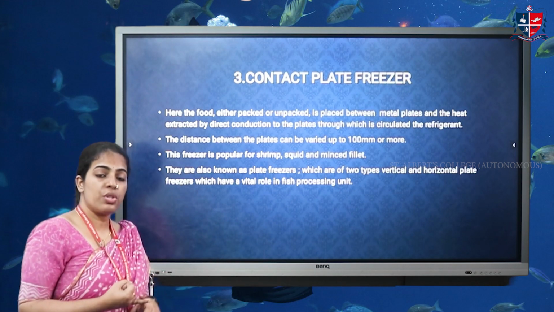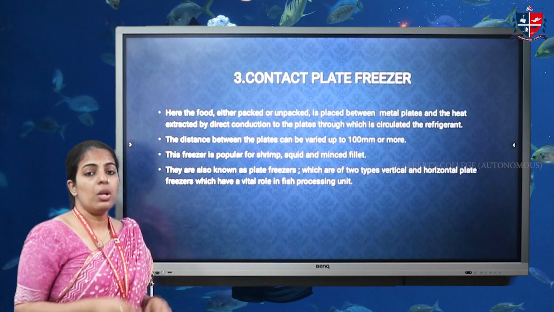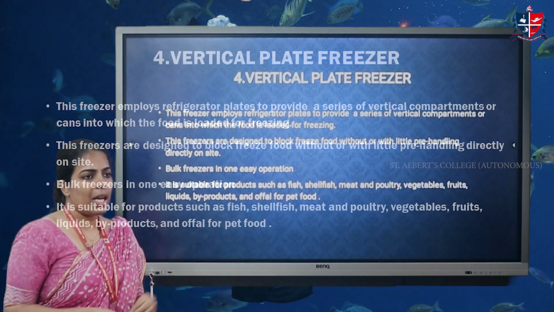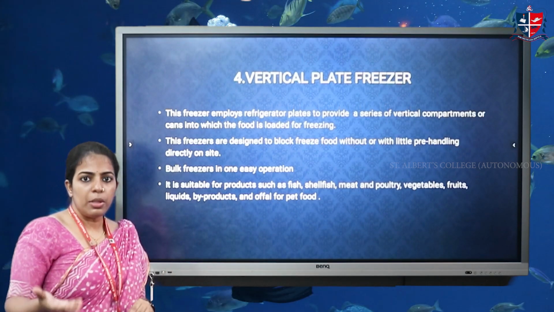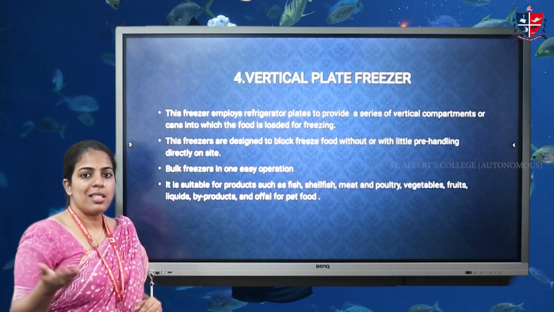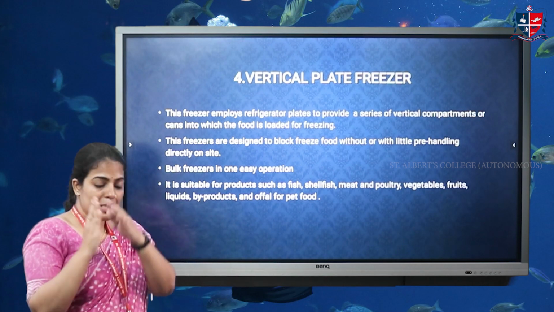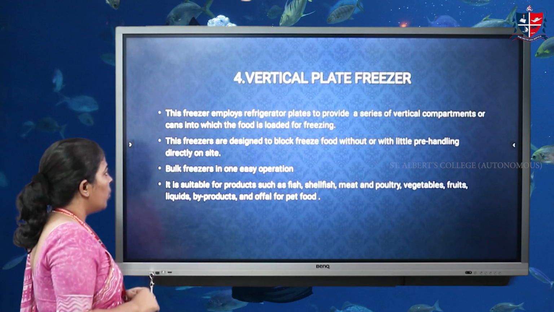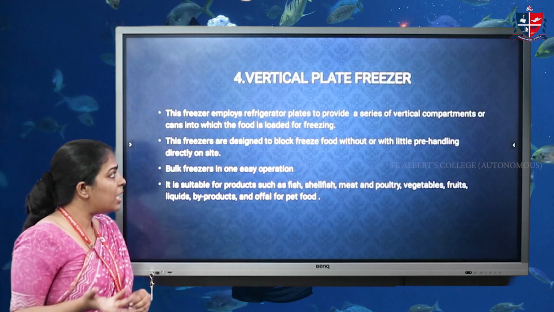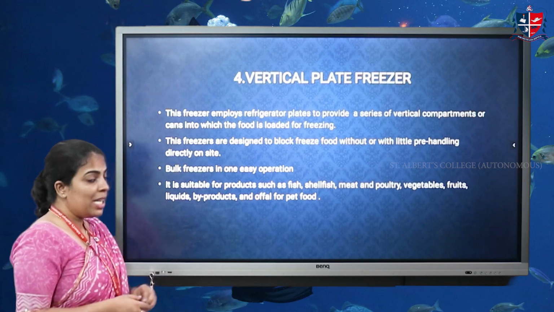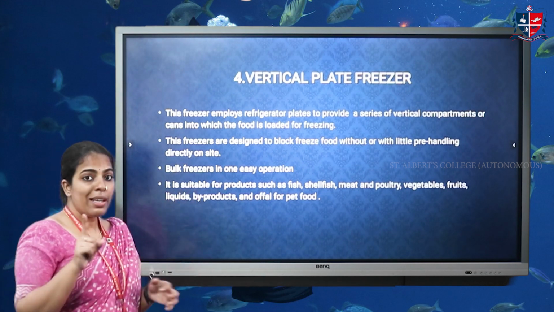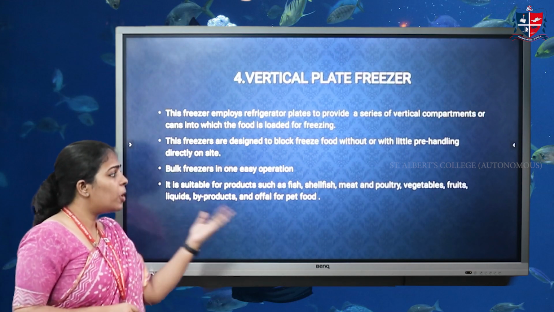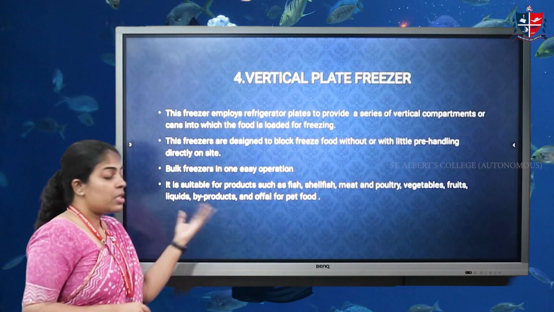They are of mainly two types, horizontal and vertical, which play a very important role in every type of fish processing unit. Among them, the first one is the vertical plate freezer. As the name denotes, the fish product or commodity that we are trying to freeze is placed in a vertical compartment, or a kind of can, in which the product is loaded. The freezer is designed to block freeze food with little or no pre-handling, directly on site. In simple words, it's an easy operation, and it can be used for products like fish, shellfish, meat, poultry, vegetables, fruits, liquids, and certain kinds of pet food also.